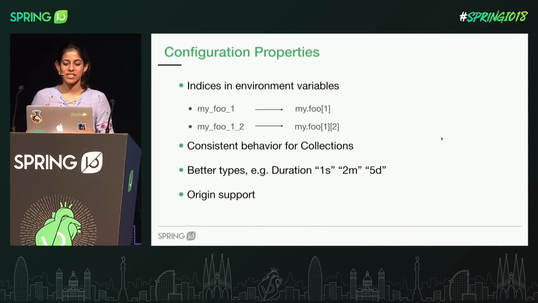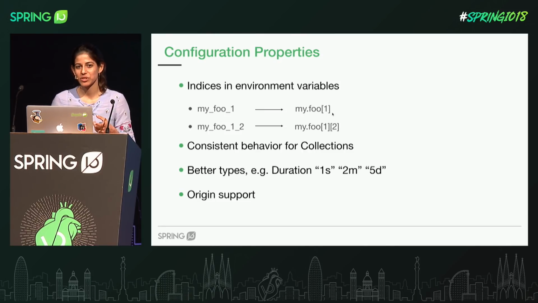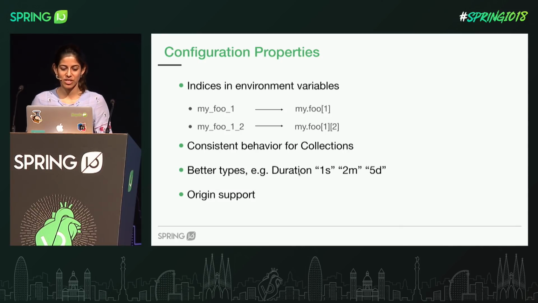The other cool thing is now you can actually specify indices in environment variables. We've added this new format with underscores. So when you're specifying properties via environment variables and you want to bind to a list or something, you can use an underscore. So my_foo_1 will actually map to my.foo[1], because with environment variables, it wasn't possible to do that before 2.0. We have consistent behavior for collections, better types, for example, duration, and the origin support.